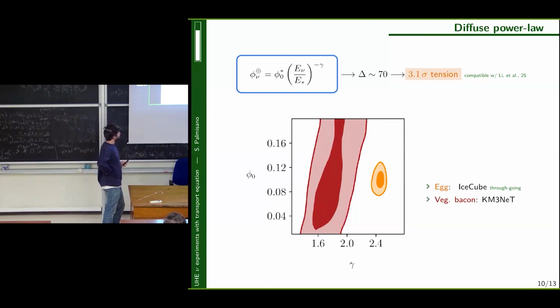This is a plot I really love because it really looks like an X, and you can clearly see the tension between the experiments because it shows two islands somewhere. And also you can see the degeneracy, for KM3NeT, in which you only observed one event, between the normalization of the flux and the spectral index. Here we can have larger spectral indices if you compensate with the normalization.